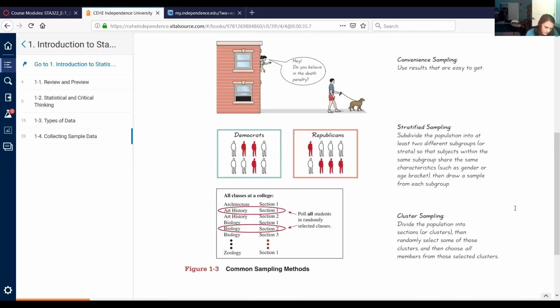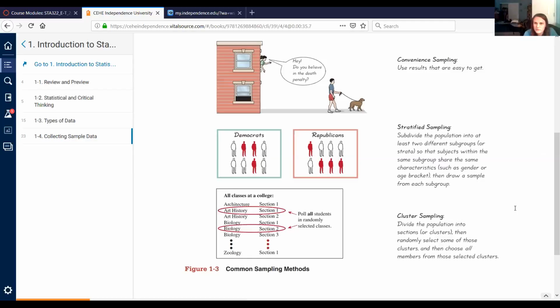Stratified is where we subdivide the population by some means into different subgroups, at least two, so the subjects within the same subgroup share the same characteristics. They use gender and age bracket here, but you look at this as a way of getting a stratified sample of different groups, and then draw a random sample from each of those strata, those levels.